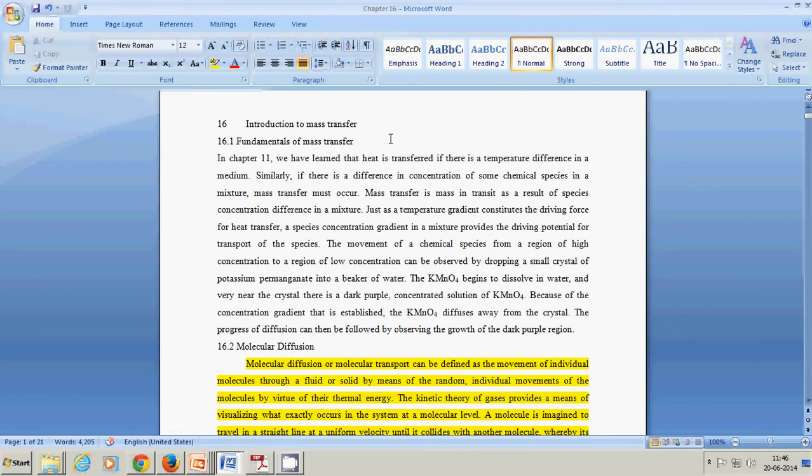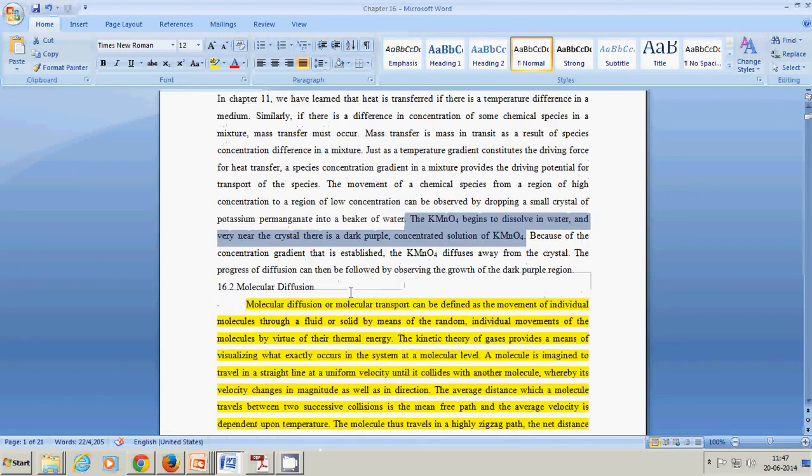Consider a basic example of dissolution of potassium permanganate in water. As soon as we drop the potassium permanganate in water, very near the crystal there will be a dark purple zone, and the concentration is high over there. Because of the concentration gradient established between the region near the KMnO4 crystal and the region far away, there will be diffusion of KMnO4 away from the crystal. So, this illustrates the example of mass transfer.